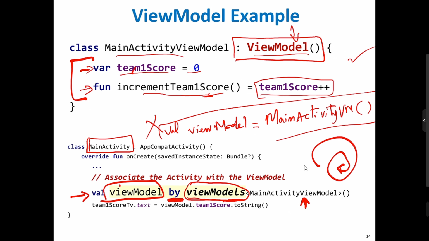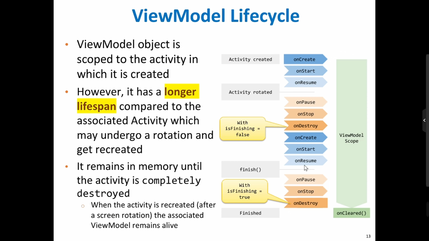So you can see here, if I want to show you this concretely, the view model has a much longer life cycle, much longer lifespan. It lives longer than the activity. So here is what I want to say. Here is when the activity is created, the view model will be created also when the activity is created. Now, the activity, when it's created, goes through 3 states.